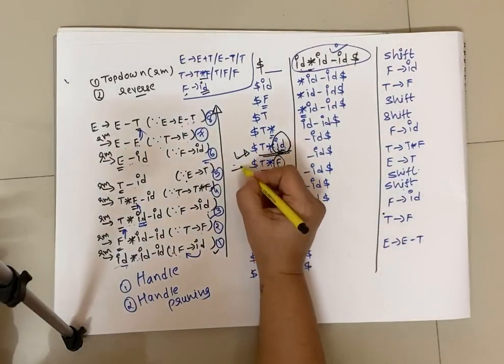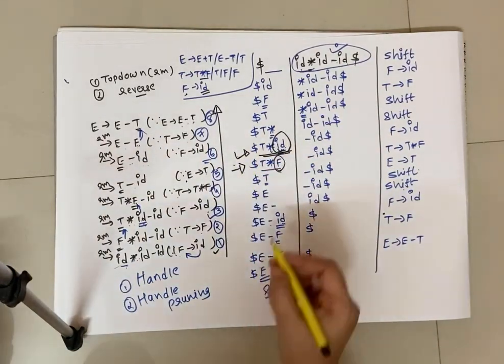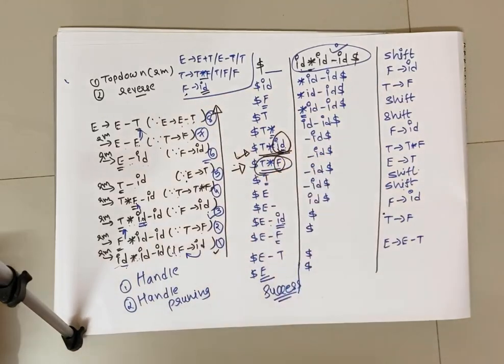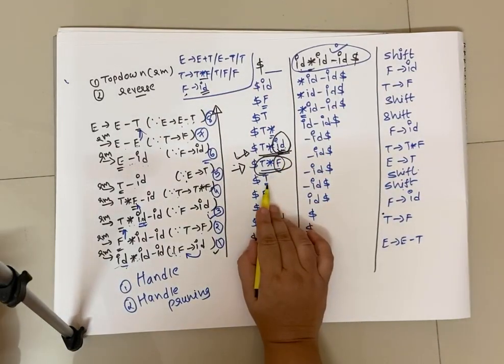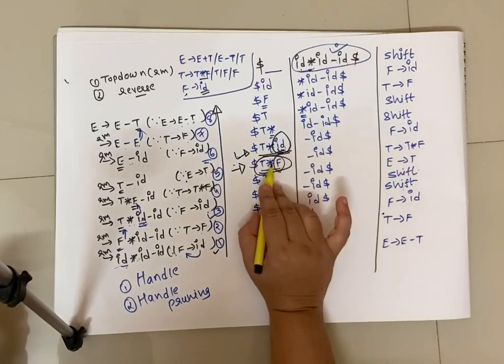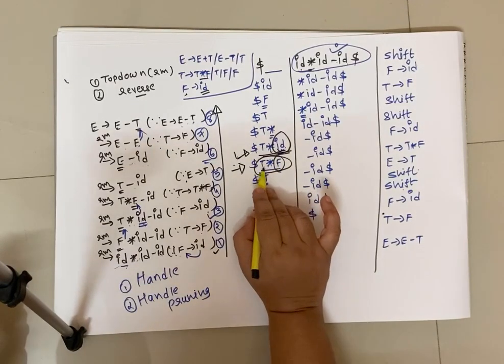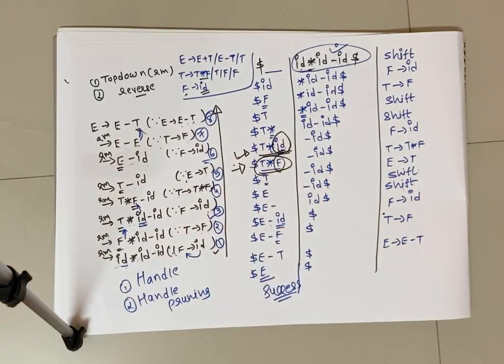But if I am talking about this particular frame, then the entire T multiplied by F is going to be replaced by capital T. So what is going to be the handle in this frame? T multiplied by F. Why? Let me repeat.